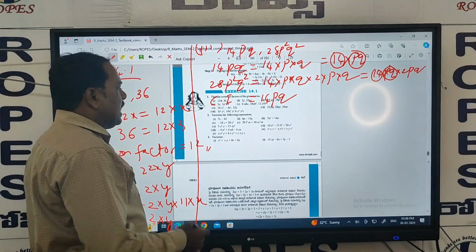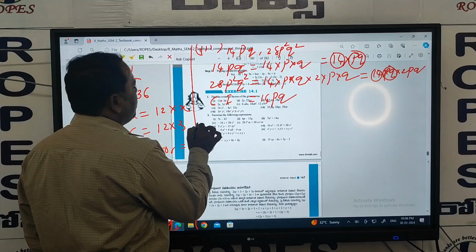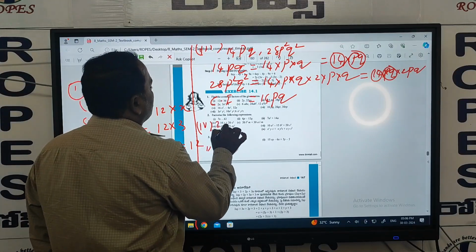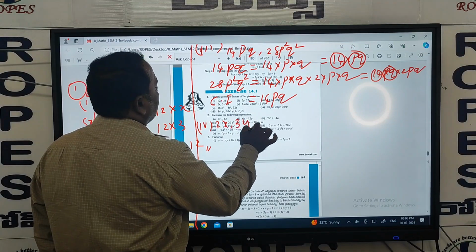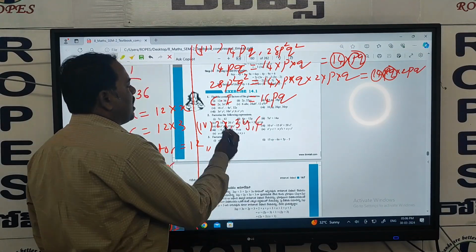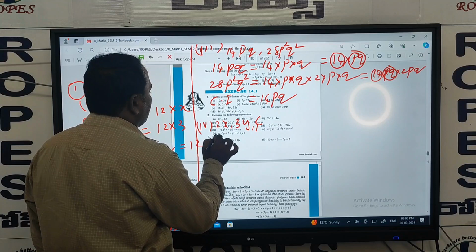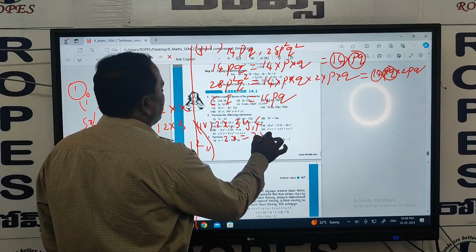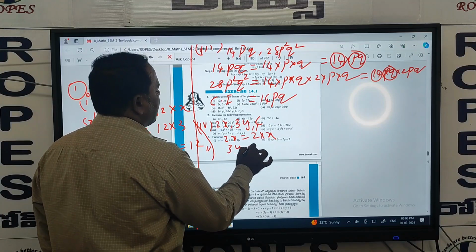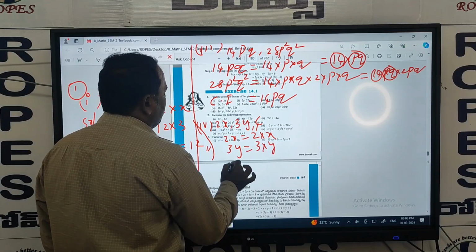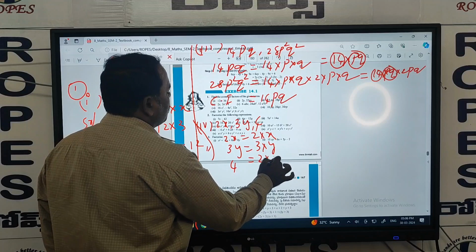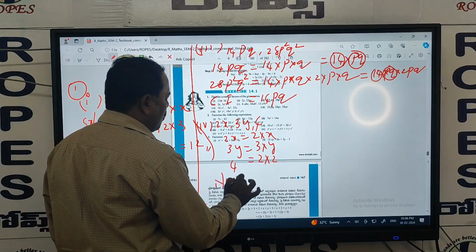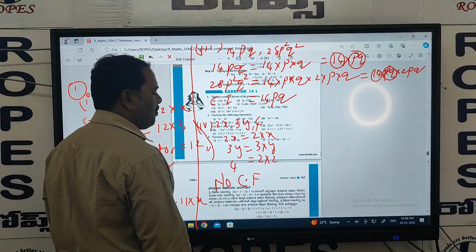Okay, now see another one. The fourth sub-question is 2x, 3y and 4. In this, if you observe, 2x we can write as 2 into x, 3y we can write as 3 into y, 4 we can write as 2 into 2. If you observe this, there is no common factor. So here, no common factor.